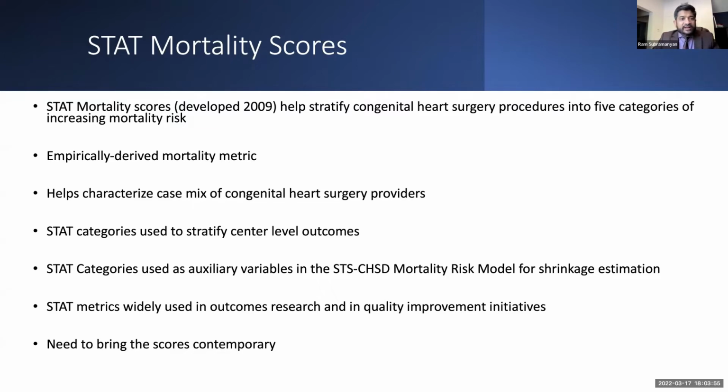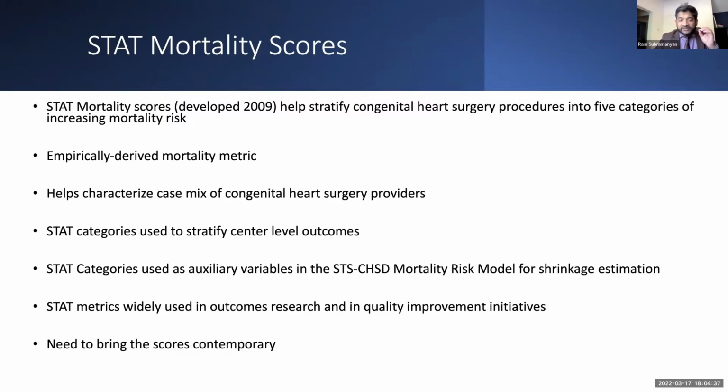Obviously, this audience is very clear in knowing what a stat mortality score is. The mortality score was initially developed in 2009 in combination with the Society of Thoracic Surgeons along with the European Association for Cardiothoracic Surgery. Together, it was called the STAT mortality score. The idea of the STAT mortality score is to stratify congenital heart surgery procedures into 5 categories of increasing mortality risk. So it's important to understand that these scores are empirically derived, that is, they are based on prevailing numbers, contemporary surgery that's being done, but even more importantly, it's a mortality metric.